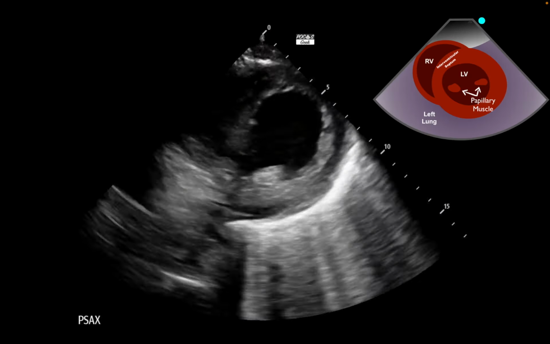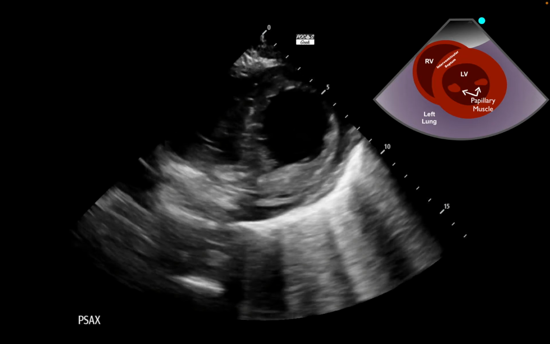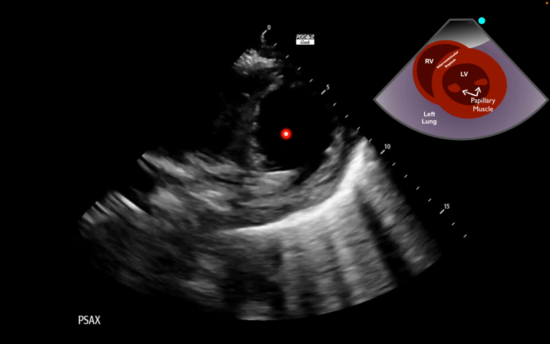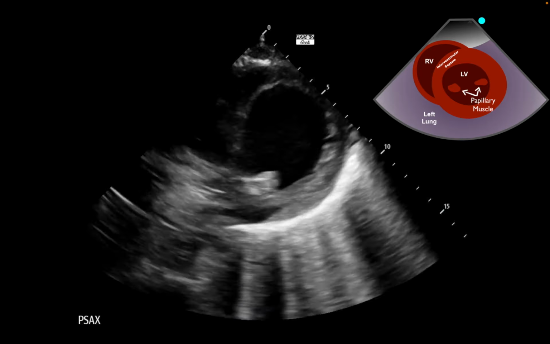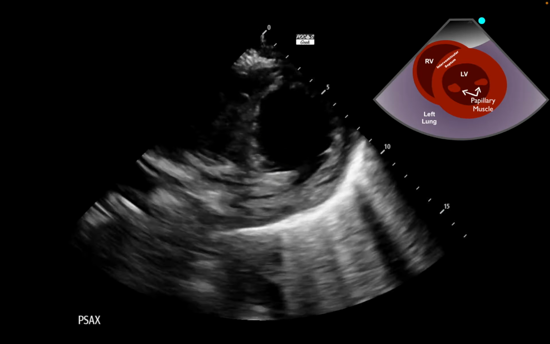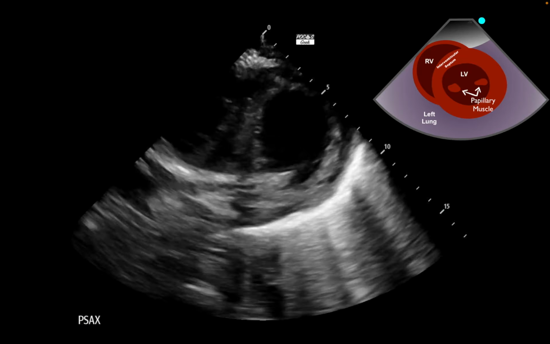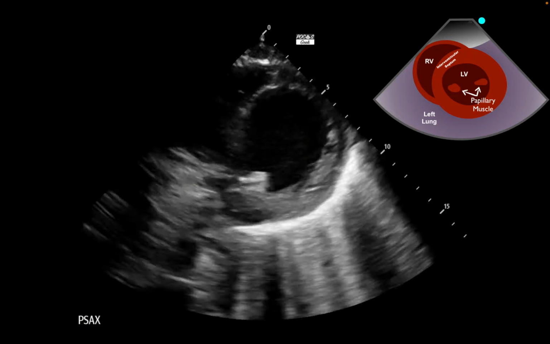We can go to the short axis. Again, we're just going to remember that in a short axis, we're going to think of a dot right here in the middle and how much it's closing down to this. This view is a little bit off plane, and that's okay, but we can see that the EF is not normal. That's due to the acute episode of the aortic regurgitation.